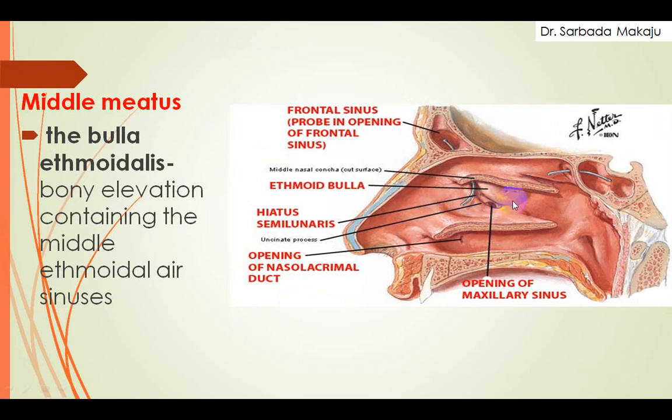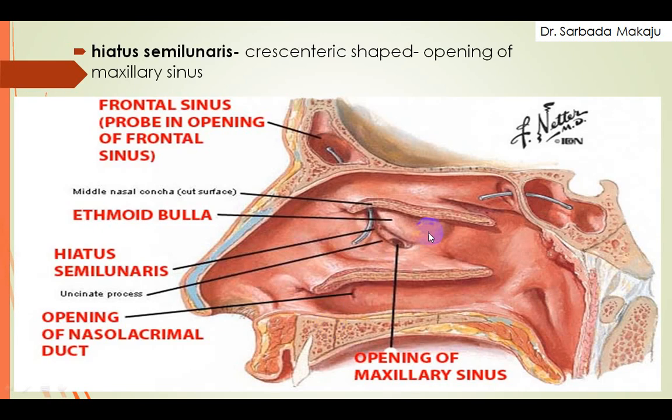Within this middle meatus, there is a swelling. This is known as the ethmoidal bulla. This ethmoidal bulla is formed by bony elevations. Within this, there is a sinus opening. This small sinus that opens is known as the middle ethmoidal air sinus. Now, this is the ethmoidal bulla.